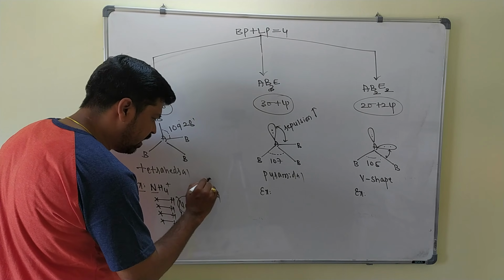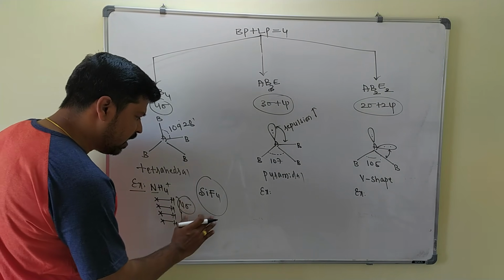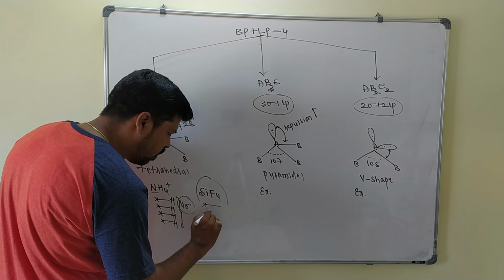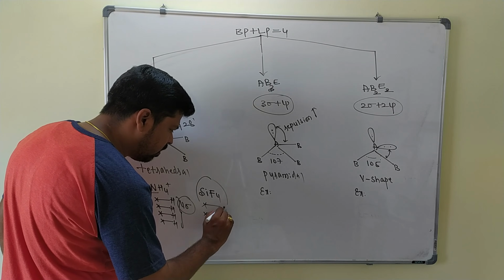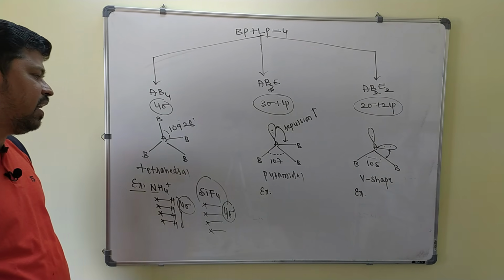Suppose I write SiF4, silicon tetrafluoride. In this one, silicon belongs to group 14. How many valence electrons are there in the silicon? Again 4 valence electrons. Each fluorine forms 1 sigma bond with the silicon. In total again 4 sigma bonds. The shape of the molecule is again tetrahedral. You will get like this.